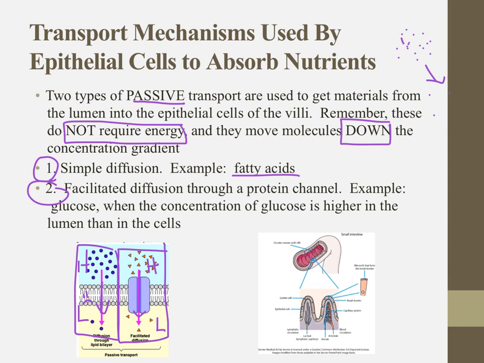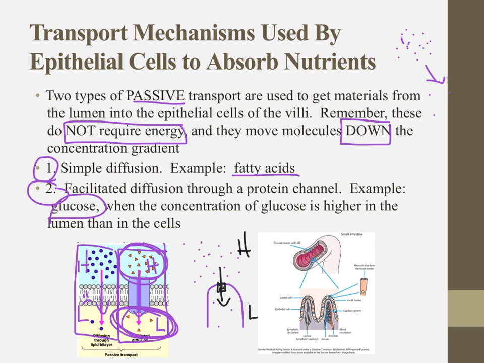For example, glucose might do this, ions might do this, a bunch of different ways. Glucose is only going to do this when the concentration of glucose is higher in the lumen of the intestine than it is in your intestinal villus cells. So if here's my villus, it's got to have a lower concentration than the food in order for this to move through via facilitated diffusion, because it has to be from high to low.